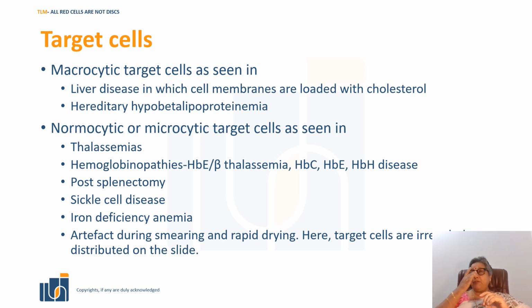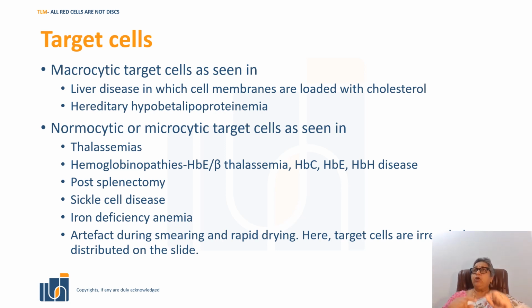Okay. And if it's macrocytic, you look for other evidence of liver failure or liver disease, which could be echinocytes, which could be spur cells, which could be acanthocytes. So you will look for such things. You look for macrocytic cells also.